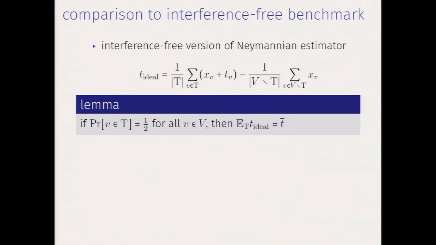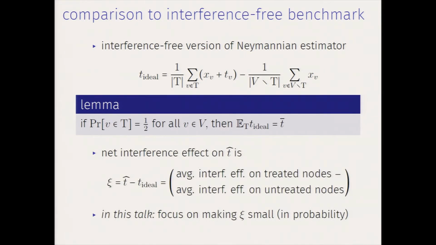One of the nice properties of the Neymanian estimator is that if you treat every vertex with probability half, then I think that shouldn't be half. Let me not worry about this right now. Basically, if you treat nodes with the appropriate probabilities, then this is an unbiased estimator. So what I'll focus on is the difference between the Neymanian estimator and this idealized version. Keep in mind, we can't observe this idealized version because of the interference effects.